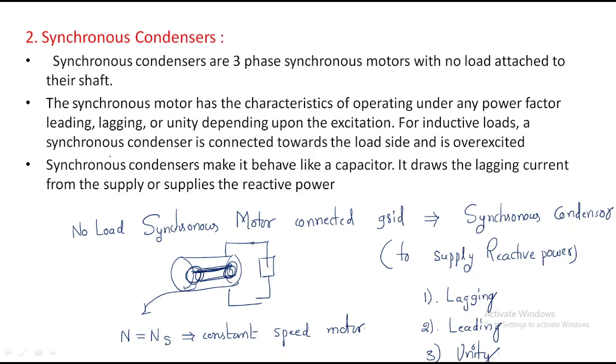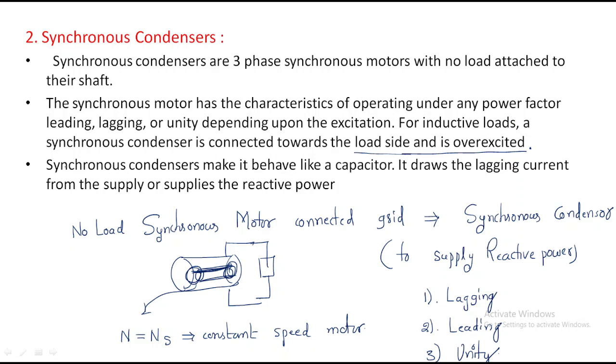For inductive loads, a synchronous condenser is connected towards the load side and is overexcited. Generally, the synchronous condenser is connected towards the load side. An overexcited synchronous motor is used. Overexcited means it is excited more than the required field, simply. If you give the field supply more than the required field, it will act as a synchronous condenser.